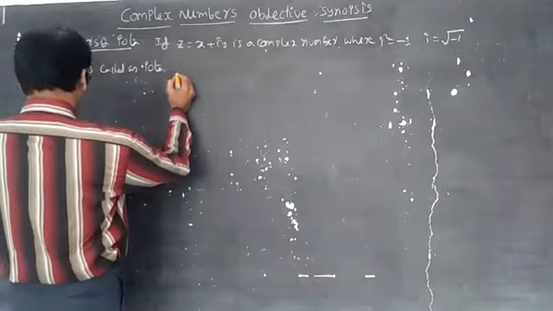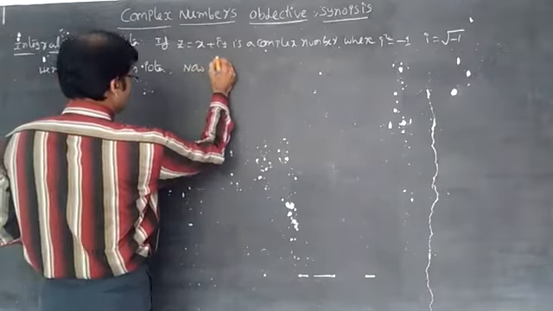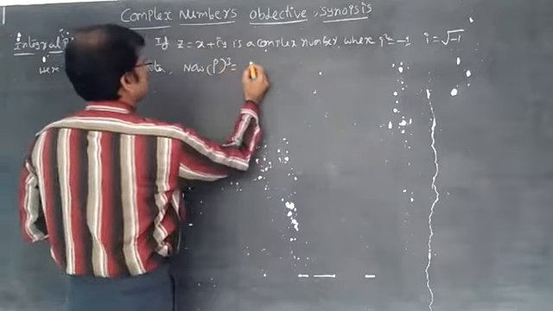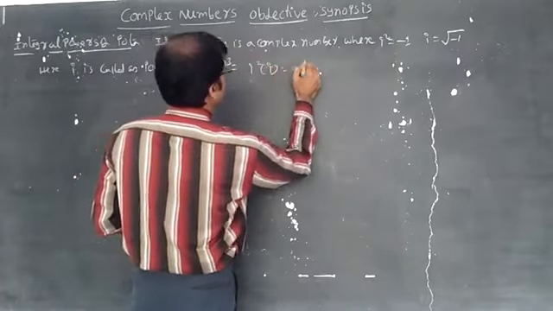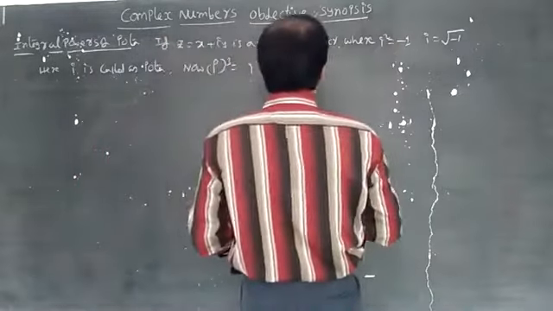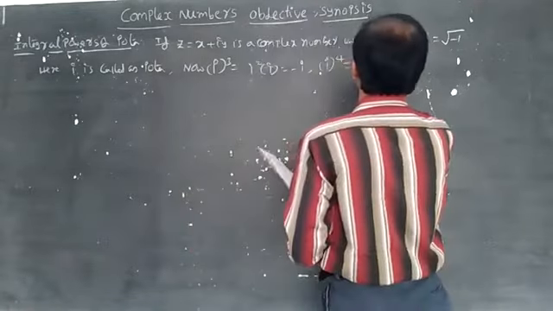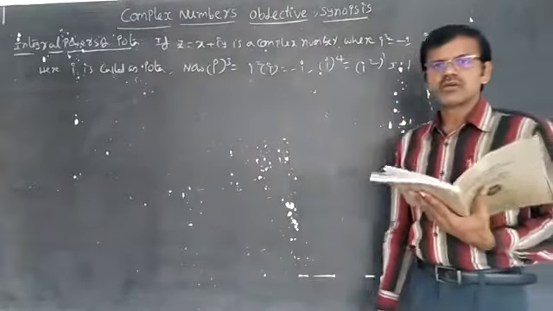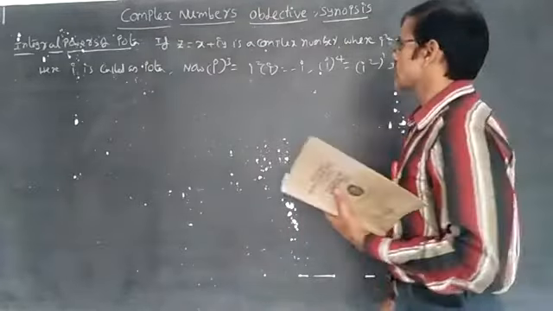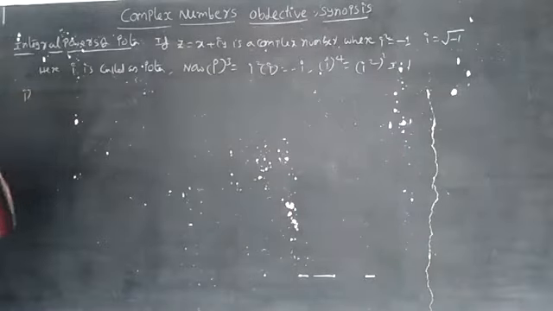Now, powers of iota. Let us try to understand. i cube is equal to i square into i, so it is -i. i power 4 is equal to i square whole square, it is (-1) whole square. It is 1.